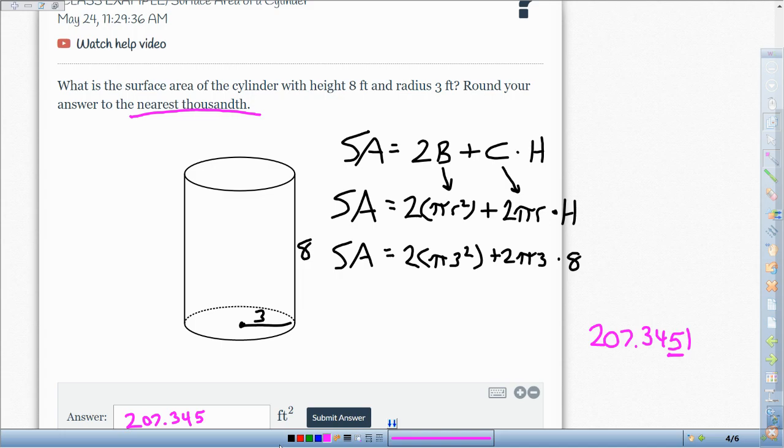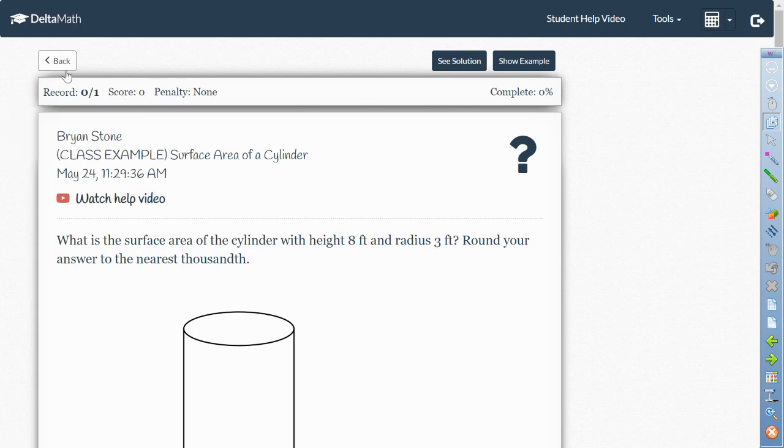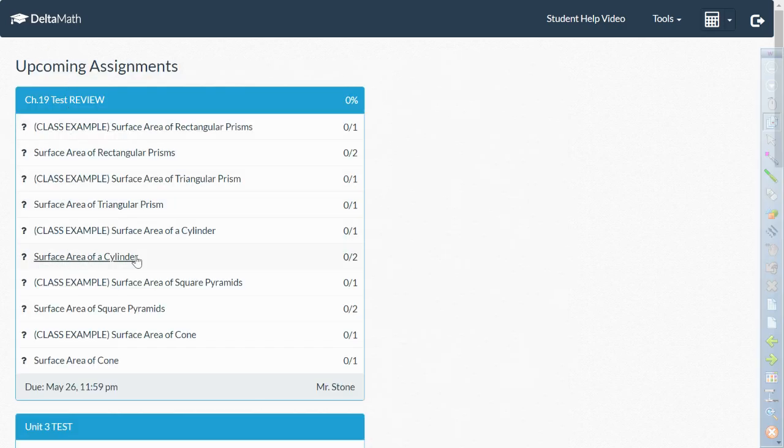Okay. Be careful. This is how a lot of these want you to round. We haven't done a whole lot of thousandths, but if you know how to round tenths or hundredths, you can do thousandths. It's all the same thing. Okay, cool. So yeah, again, I would go ahead and flip on back and try out some of those cylinder problems. And I'm going to move on to the next one, surface area of a square pyramid.